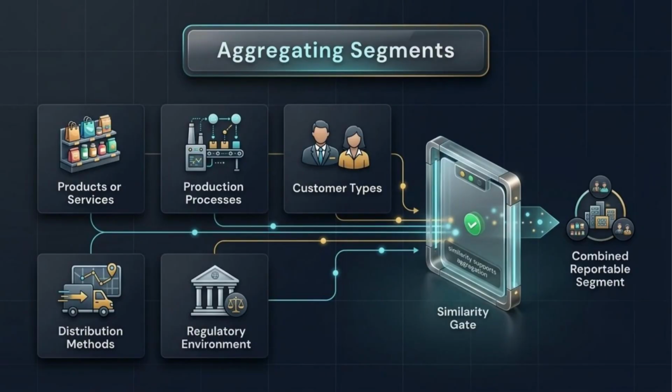Aggregation is permitted only when similarity supports it. This is not a shortcut for reducing the number of disclosures. Segments may be combined only when they have similar economic characteristics and are also similar in areas such as products or services, production processes, customer types, distribution methods, and regulatory environment. Think of aggregation as a disciplined judgment, not a presentation preference. If two segments look similar only because management wants fewer tables, that is not enough.